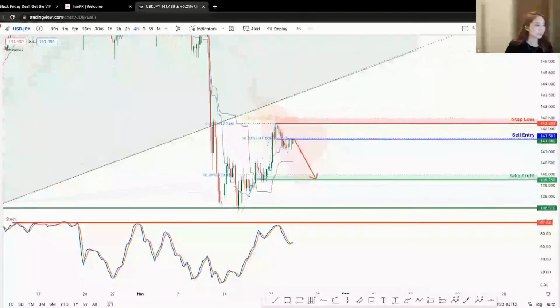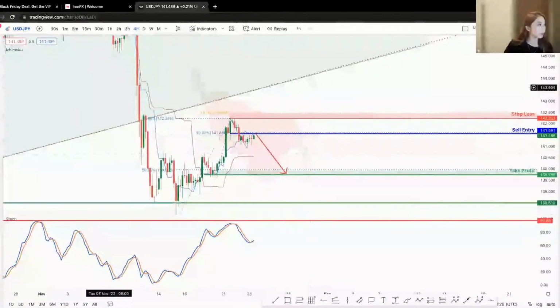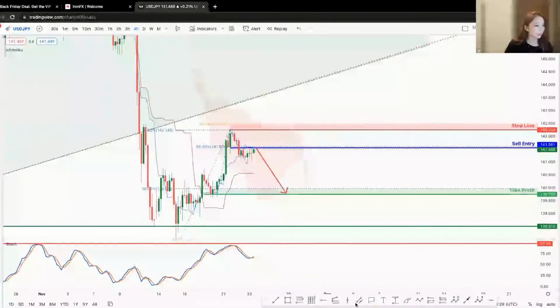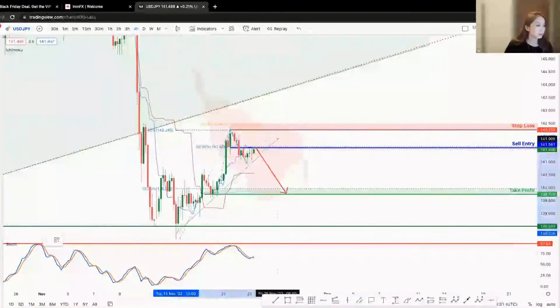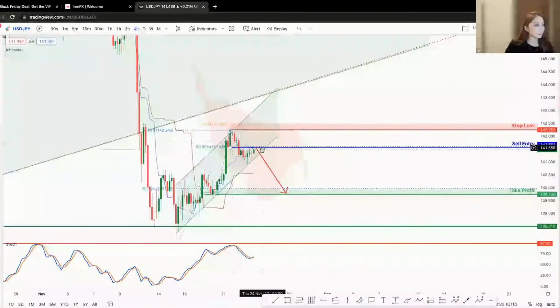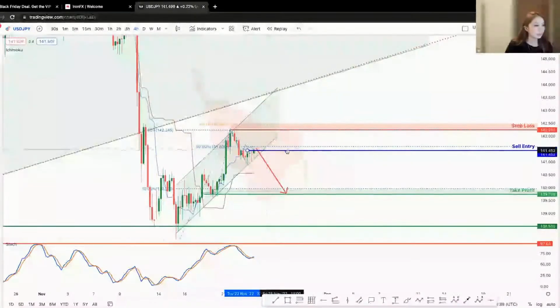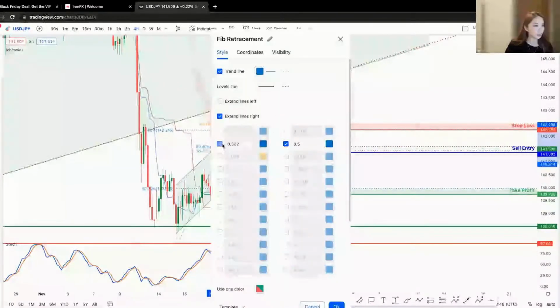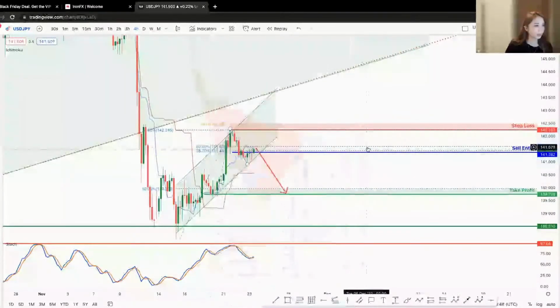It depends. All right. So we are also looking at a small upward channel. Okay. So those that are concerned with this upward channel, you guys can wait till the price exits the upward channel before doing any sale entry.